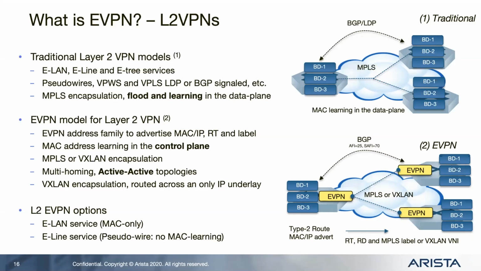So some examples of L2 VPN services: for example, ELAN. You might know the MPLS equivalent as VPLS, whether LDP or BGP signaled, but that would be EVPN based, an ELAN service, an L2 VPN with the VPN protocol distributing the MAC only. There's also the ELINE service, providing the solo wire functionality with no MAC learning.